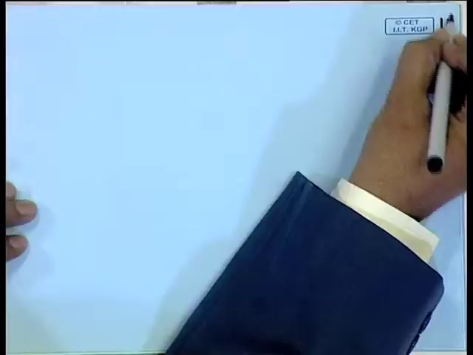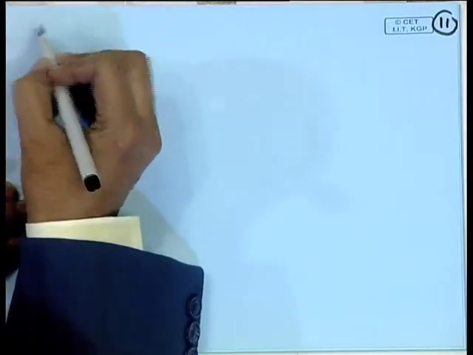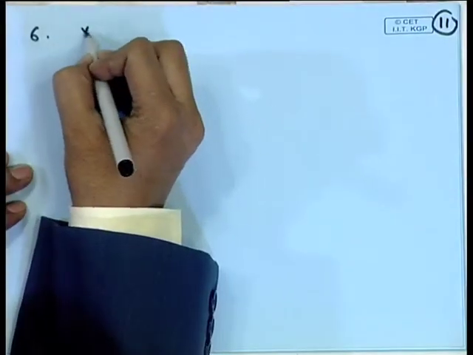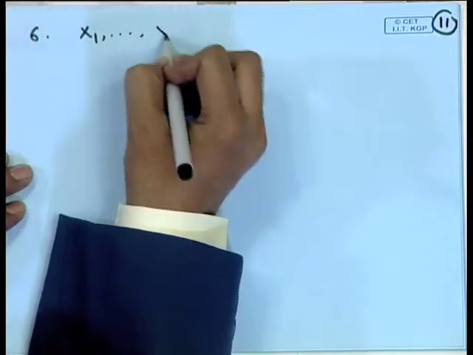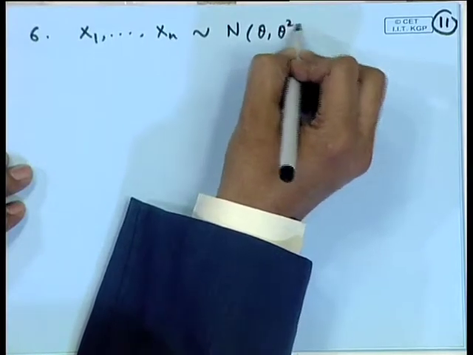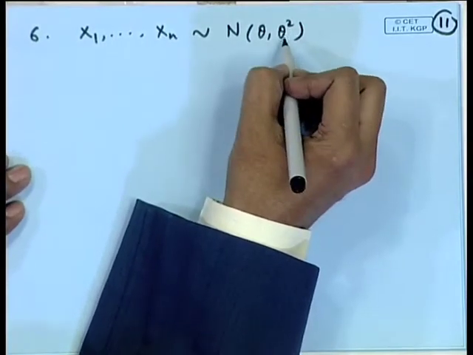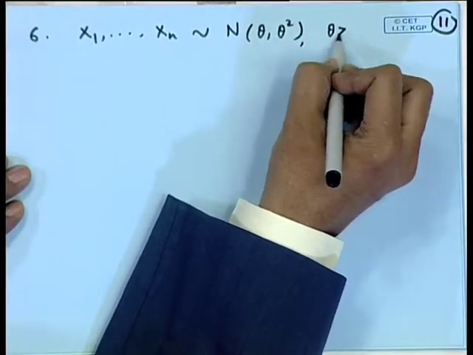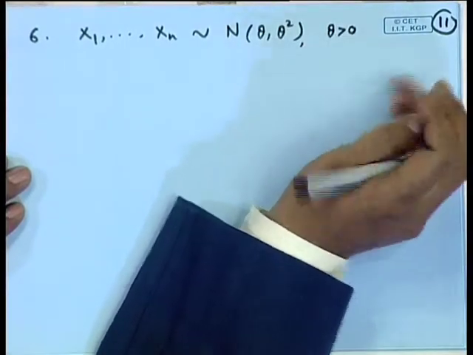Let us take, say, X1, X2, ..., Xn following a normal (theta, theta square). That means I am considering the situation where the mean and the standard deviation are the same. So, naturally, theta has to be positive here.